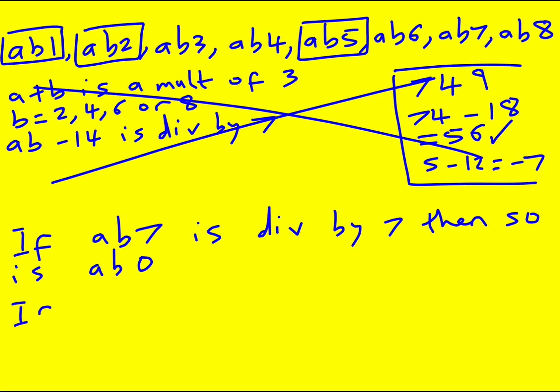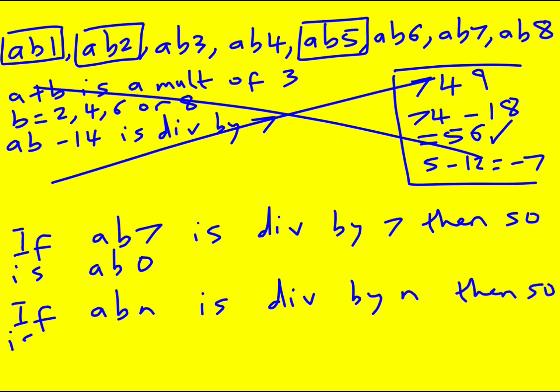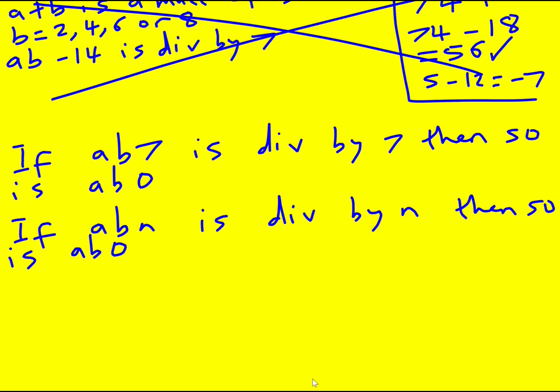We can generalize that. If ABN is divisible by n, then so is AB0. So basically, our AB0 must be divisible by all the numbers from 1 to 8.